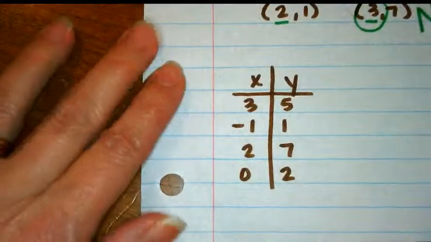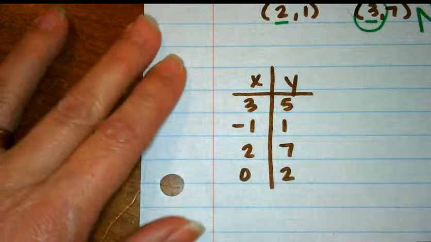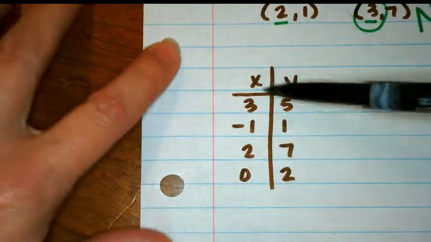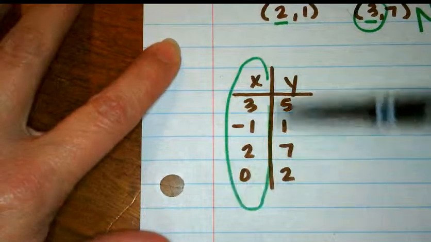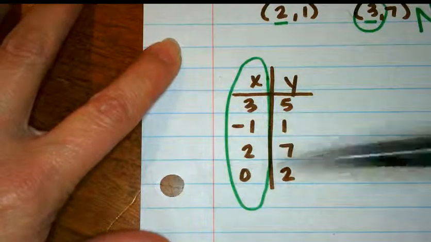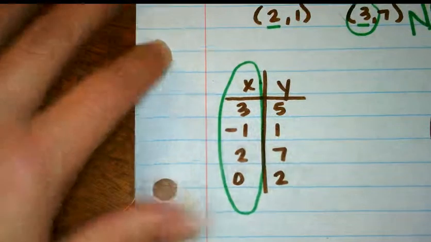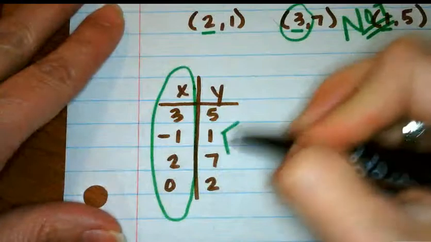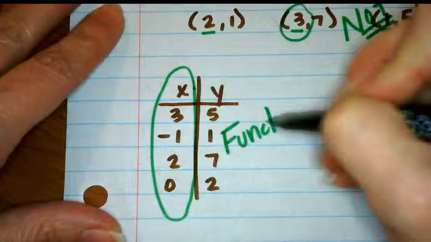I have right here a t-table, and we want to make sure that all the X's are different. When you go through, you just need to look at the X column on a t-table and make sure that all the X's are different. And if they are, then it is a function.